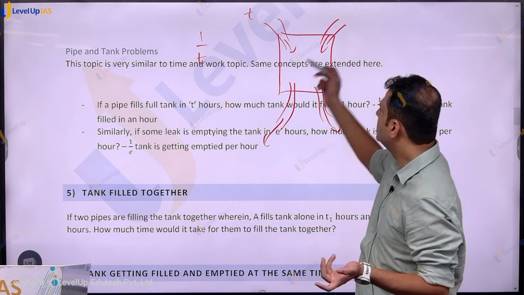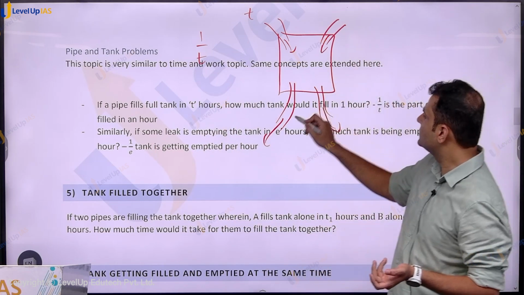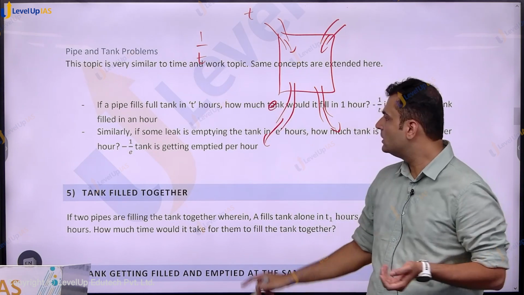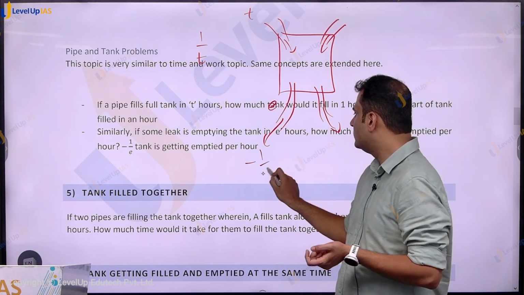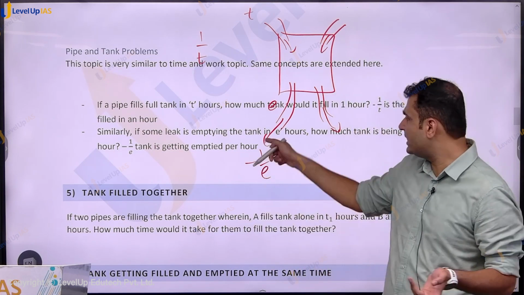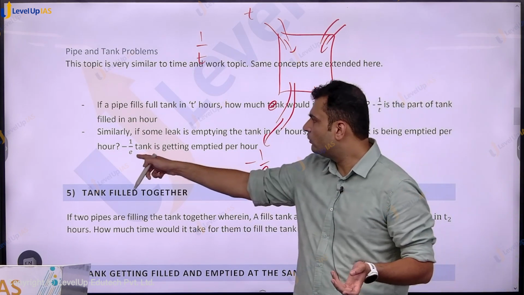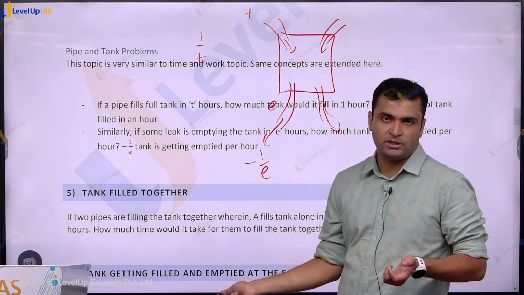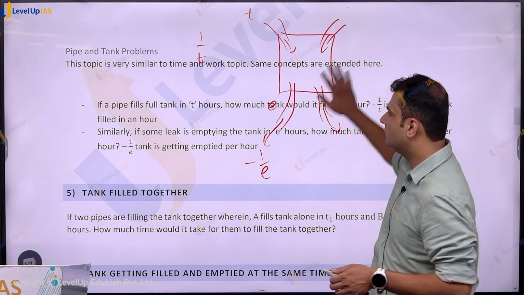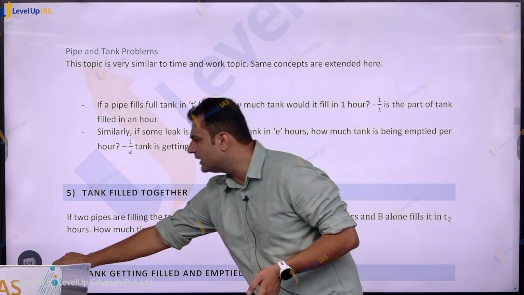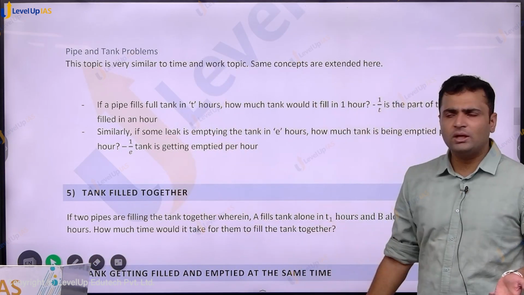भरेगा. Similarly, if there is this leak which empties whole tank in E hours, in 1 hour how much tank will it empty? -1 by E hour, -1 by E, है कि नहीं? -1 by tank is getting emptied per hour. वो लीक है, वहां से बाहर जा रहा है पानी, so इसलिए माइनस है. फाइन, this is the basic concept. Now together के लिए क्या होगा? Together के लिए per hour वाला चीज add होगा.